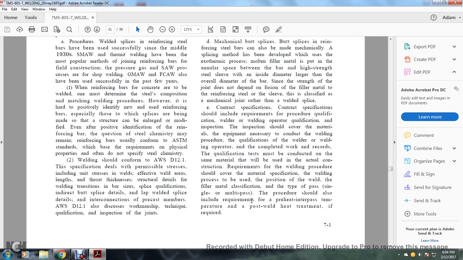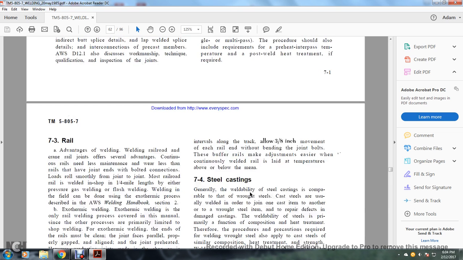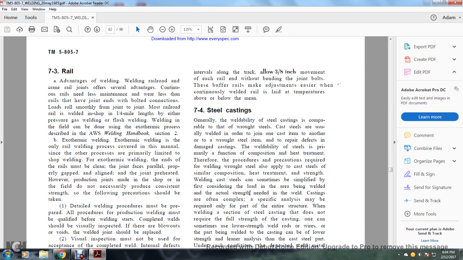The procedure should also include the requirements for preheat, interpass temperature, and whether post-weld heat treatment is required. 7.3 Rail. Welding railroad and crane rail joints has several advantages. Continuous rail needs less maintenance, with less wear than rails that have joint ends with bolted connections. Loads roll smoothly from joint to joint.